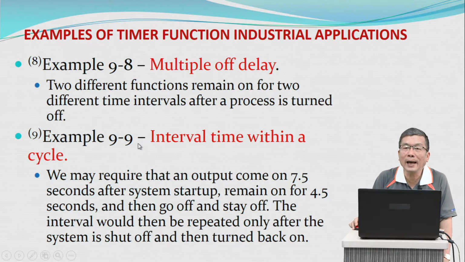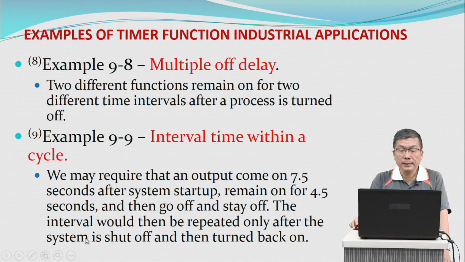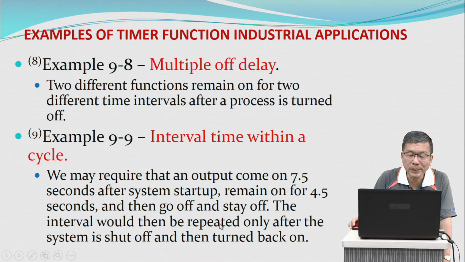Example 9. Interval time within a cycle. We may require that an output come on 7.5 seconds after system startup, remain on for 4.5 seconds, and then go off and stay off. The interval would then be repeated only after the system is shut off and then turned back on.